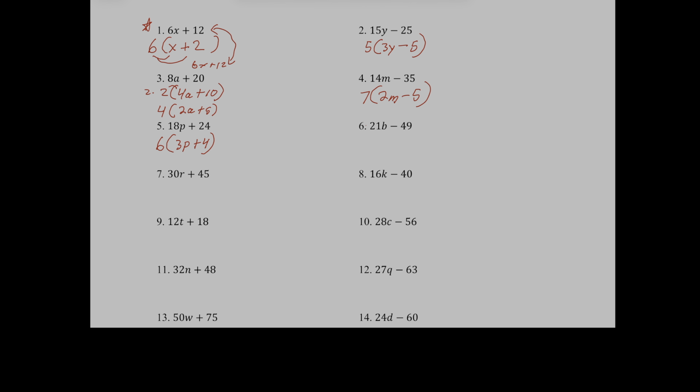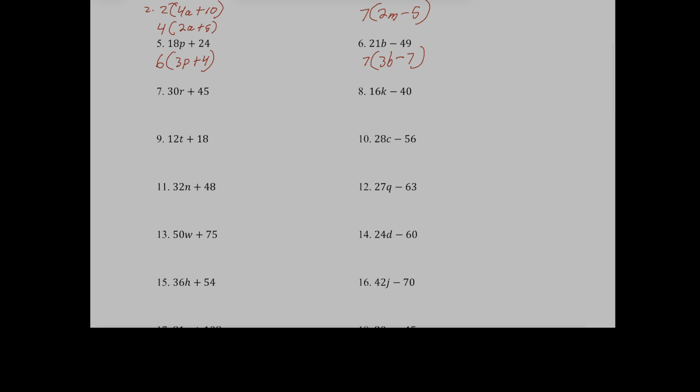On number 6, 21 and 49, I hope you see that that's going to be a 7. And when I'm left over, I'm going to get a 3b minus, and what's left over on the second one? A 7. Number 7, what goes into 30 and 45? You probably see right away a 5. Great. Pull that out, and what's left over on the 30? The answer is 6r. And then I'm left with a plus 9.